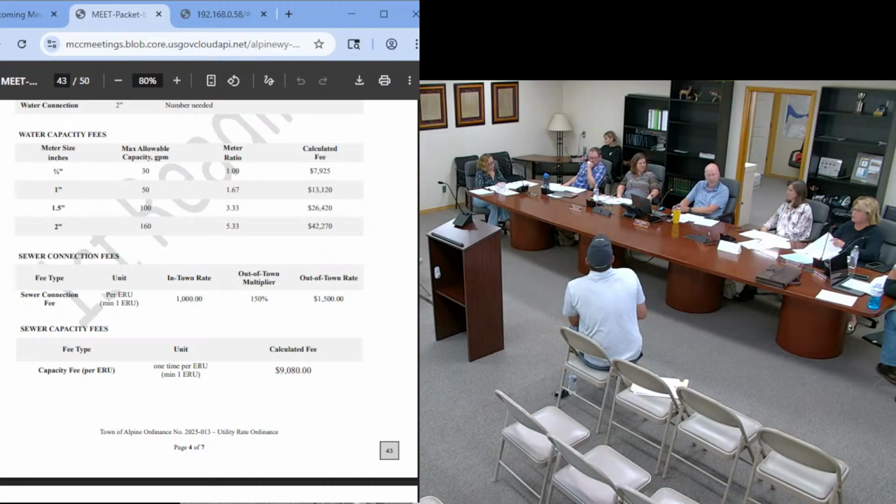I don't know if we come up with some way to adjust if it's commercial versus residential. I don't know if that's even fair, but I agree that if we are implementing these capacity fees, we want to make sure that we're calculating it right and we're capturing what we should.